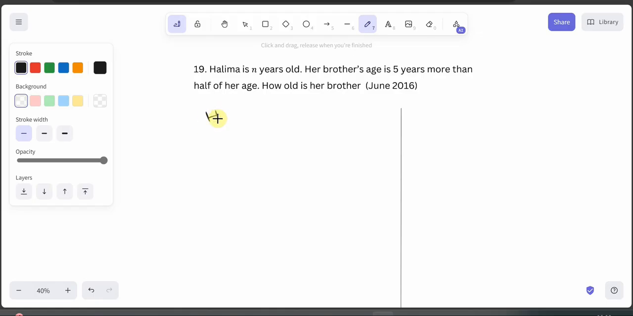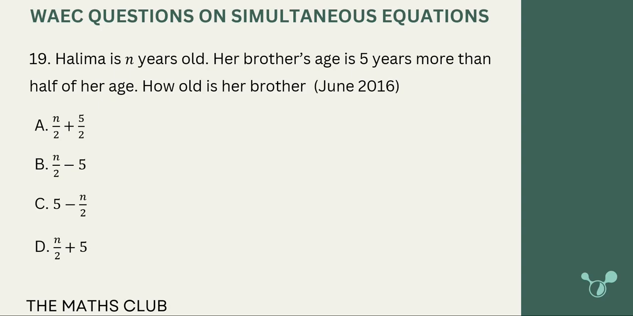So Alima is n years old. Her brother, let's say B, is 5 years more than half of her age. That will be n over 2 plus 5. How old is her brother? Her brother is n over 2 plus 5. Simple and short. Let's see if our answer is correct. That will be option D.